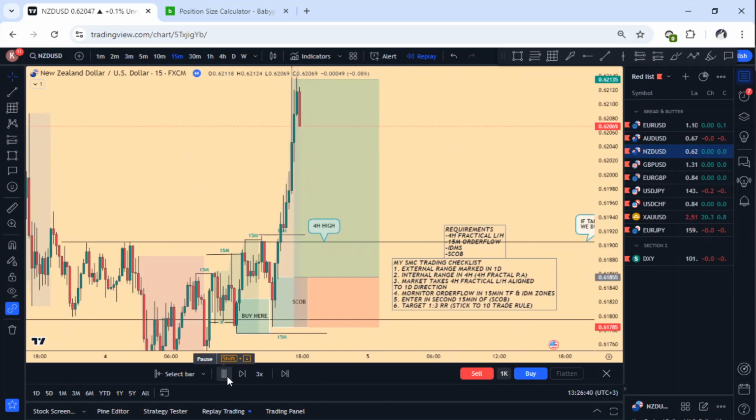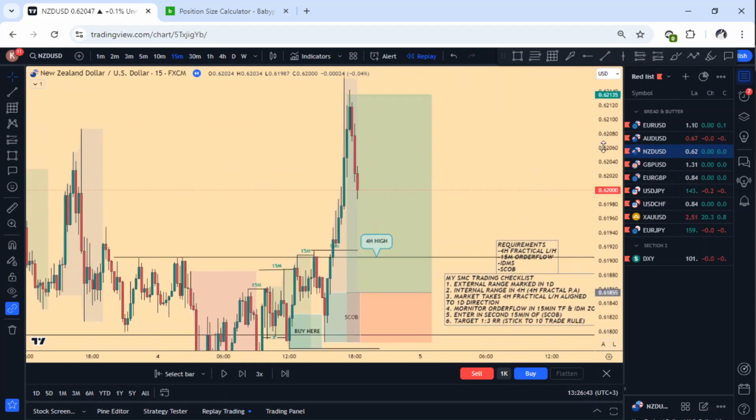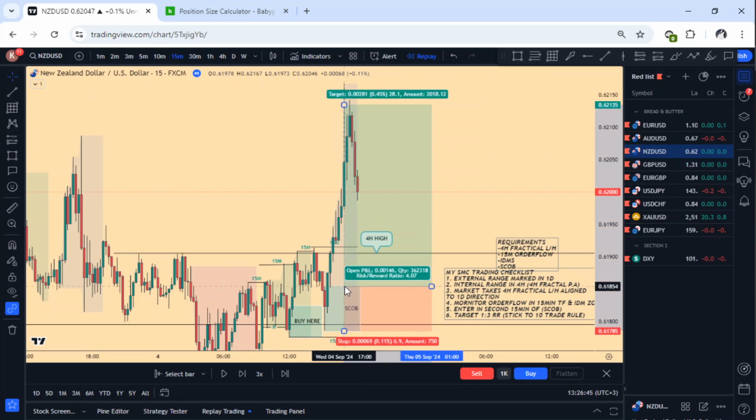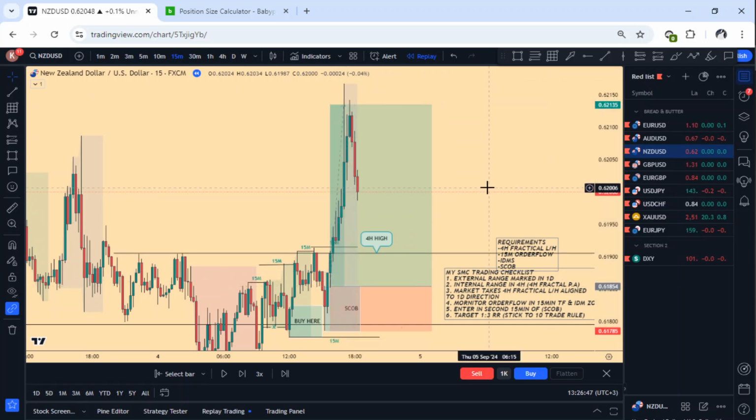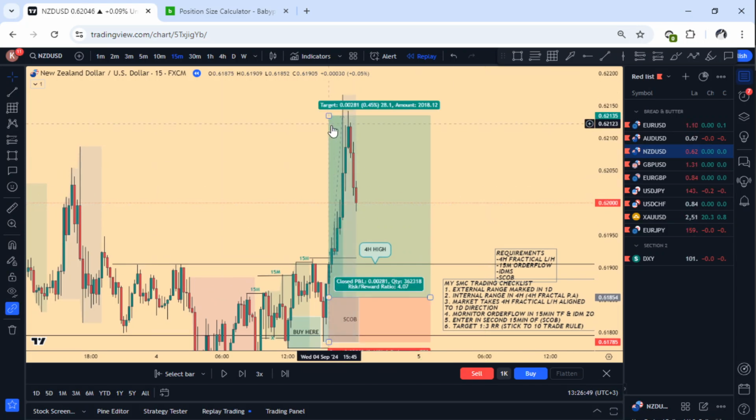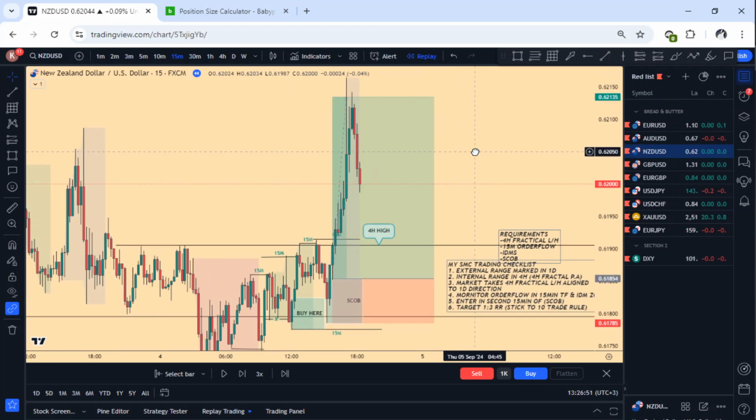As you can see, immediately it takes off and TP is hit within no time. So you can see the way TP was hit in no time, and that is how we trade.